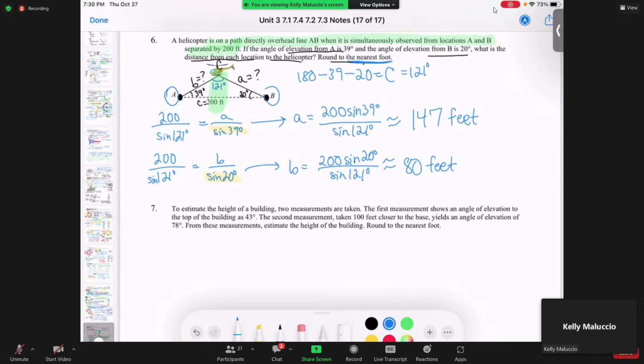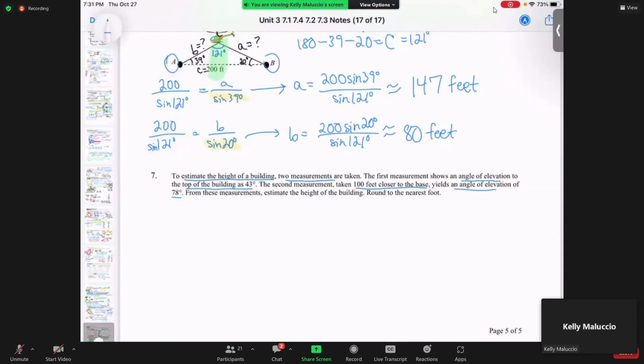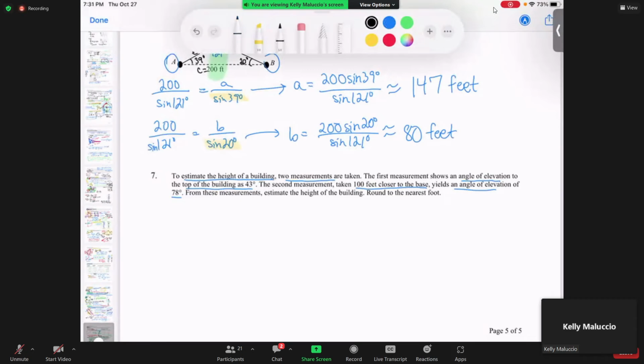So to estimate the height of the building, I'm already picturing my bad drawing, but two measurements are taken. The first shows an angle of elevation to the top of the building. The second, 100 feet closer to the base, is an angle of elevation of 78 degrees. Okay, lots happening here. I'm going to draw a picture for you, so just bear with me.